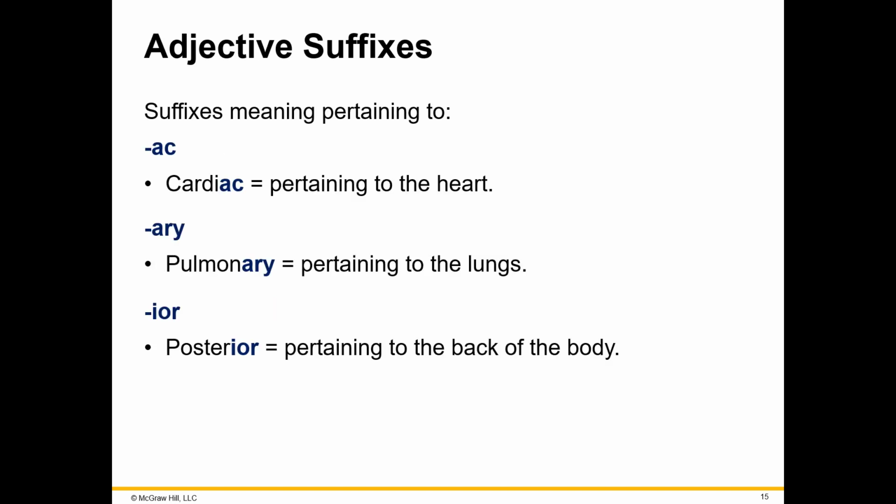All right. As you learn new medical terms in each body system within the chapters of this book, you will see that there are 28 different suffixes that mean pertaining to. A few examples are ac, such as in cardiac, pertaining to the heart; ary, as in pulmonary, pertaining to the lungs; and ior, like posterior, pertaining to the back of the body.